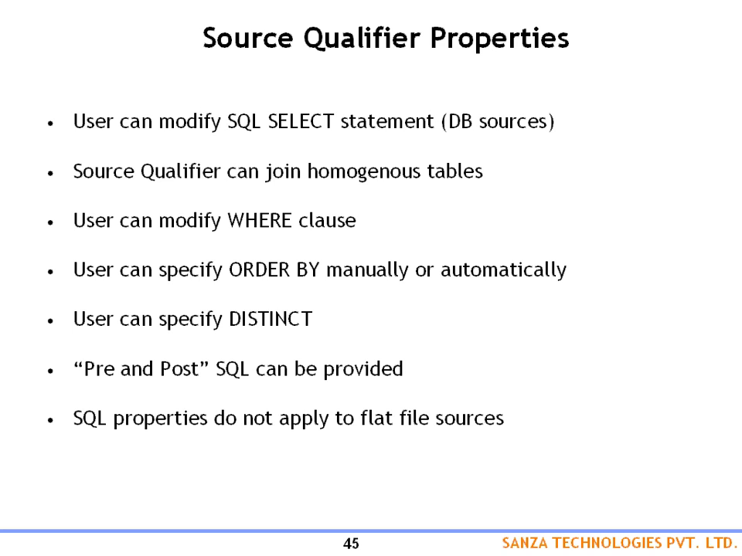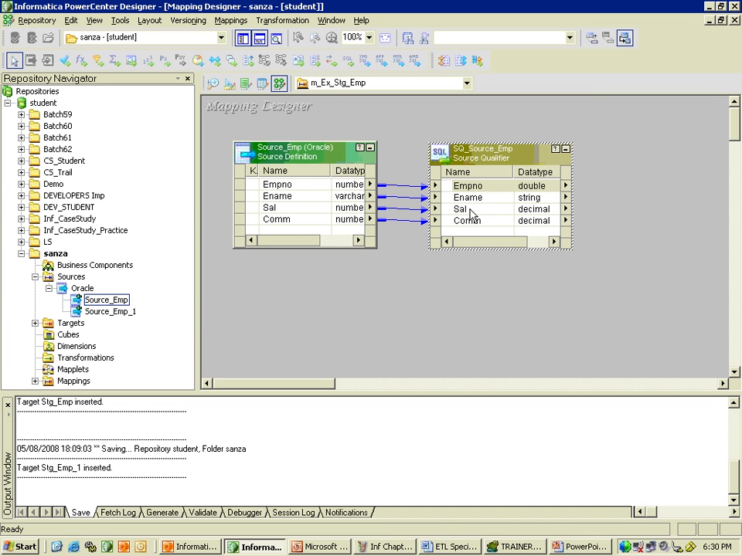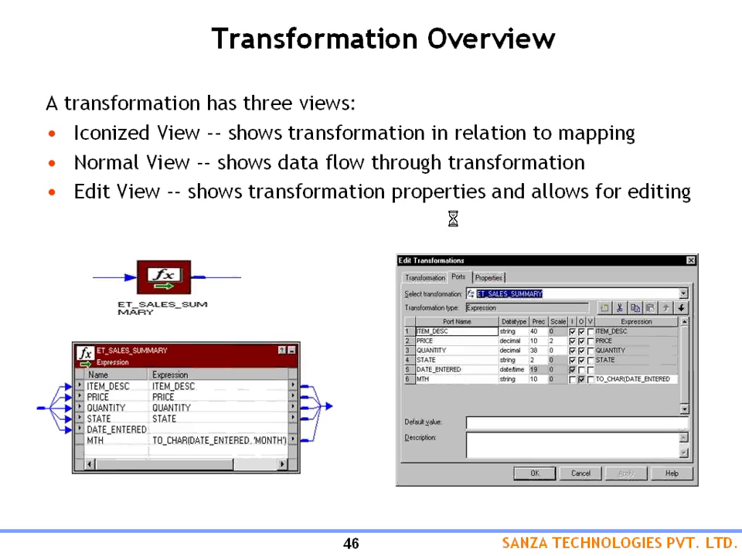Or you can modify the where clause, or write a where clause. You can do order by, you can do distinct. Pre and post SQL we will discuss later. But SQL properties cannot be applied on a flat file source. So to extract the data from a relational source, you will use the source qualifier transformation. In that you can write the select statement, or by default it will write it by itself. This is the purpose of the source qualifier transformation in Informatica.